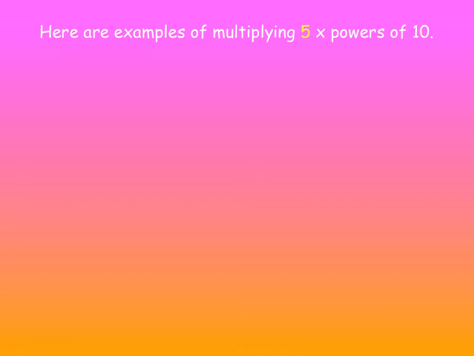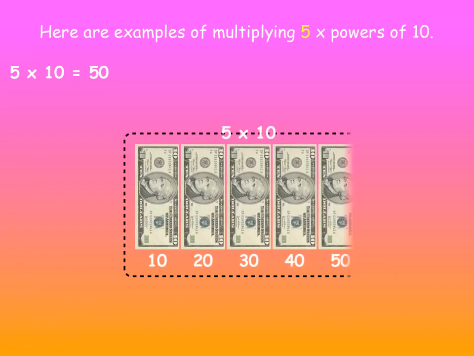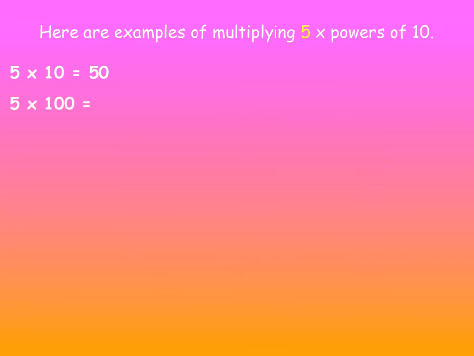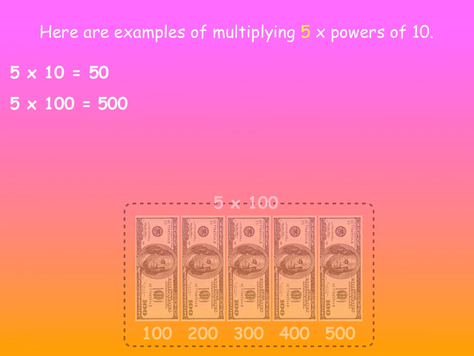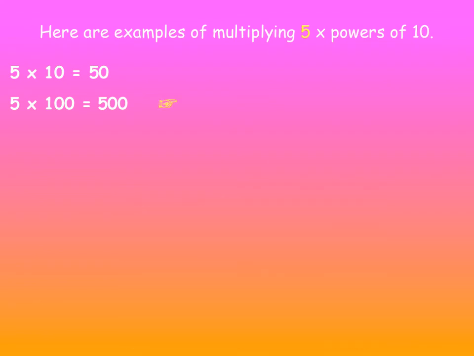Here's some examples of multiplying 5 times powers of 10. We'll start with 5 times 10, which is 50. The picture shows that that is true. Now let's look at 5 times 100. So here's $500. Well, you can actually break that down to make it 5 times 10 times 10, same thing. Or 5 times 10 to the second power. Let's go with a bigger number. 5 times 1,000 is 5,000.